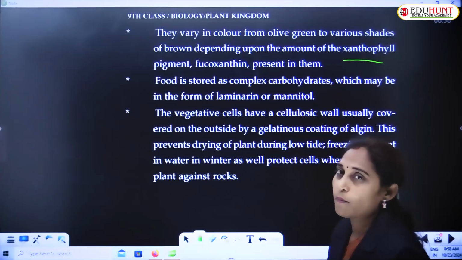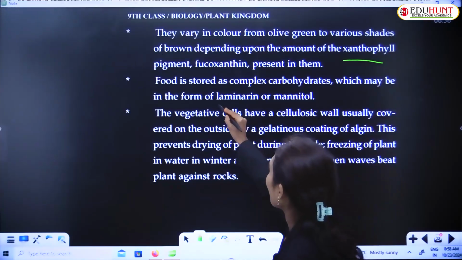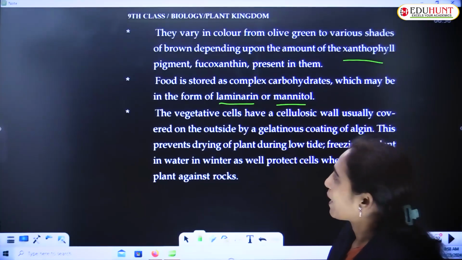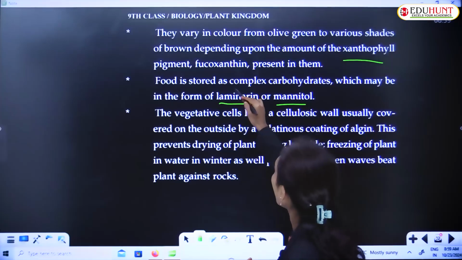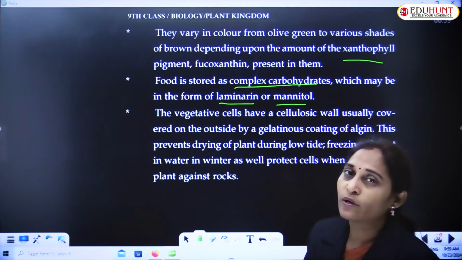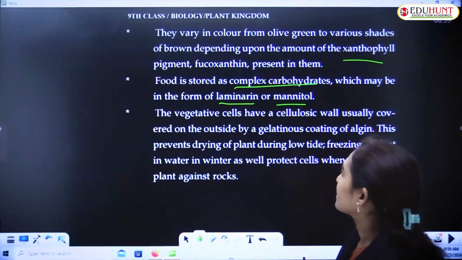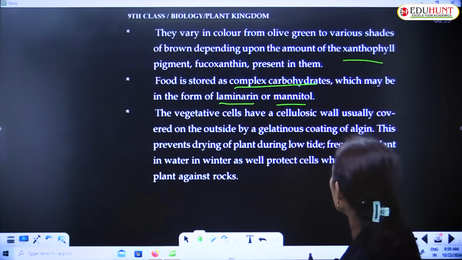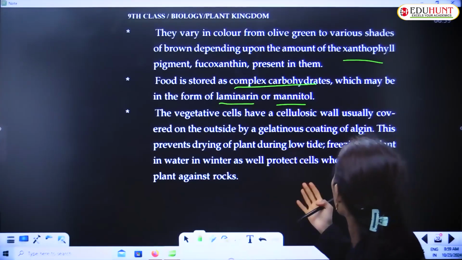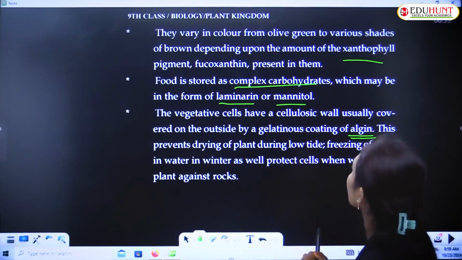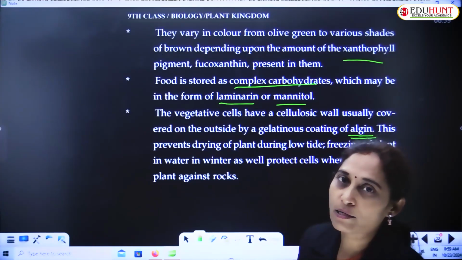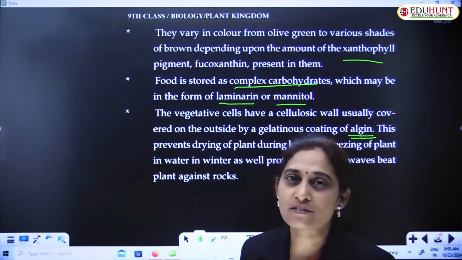Food is stored as complex carbohydrates called laminarin or mannitol is the storage product. Laminarin or mannitol is a complex carbohydrate. Mannitol అనేది కాంప్లెక్స్ కార్బోహైడ్రేట్. ఈ ఫామ్లోనే ఫుడ్ స్టోర్ అవుతుంది. The vegetative cells have a cellulosic cell wall usually covered on the outside by a gelatinous coating of algin. సెల్యులోజిక్ సెల్ వాల్కి బయట ఆల్జిన్ అనే ఒక జెలాటినస్ కోట్ ఉంటుంది.